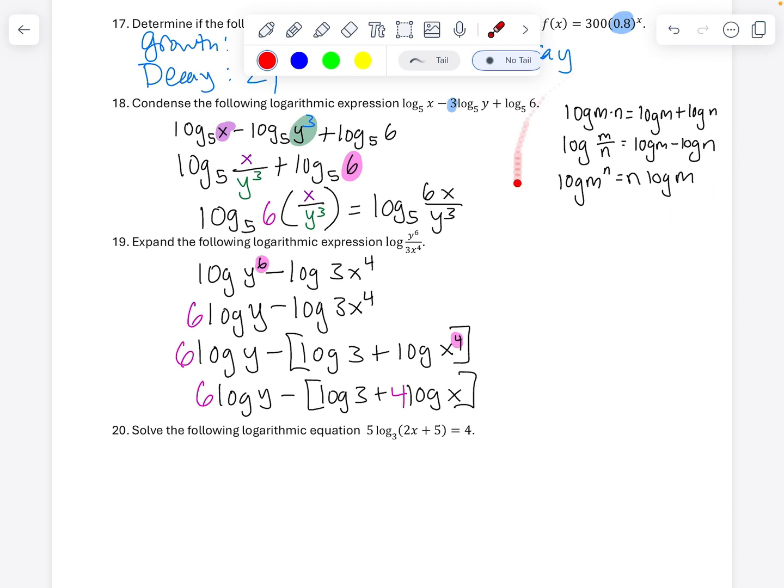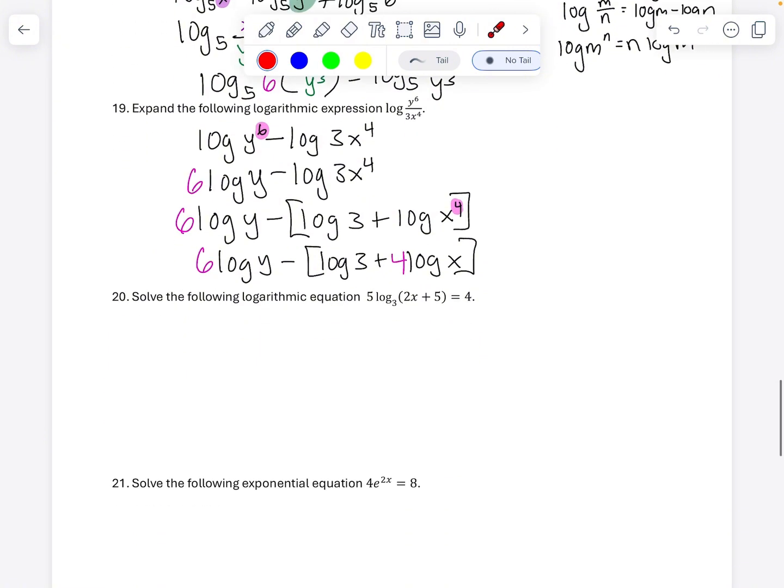So hint, hint, wink, wink, if you want to write this at the top of your test or wherever you have your logarithm problems, that might be helpful. Okay, so that's that.